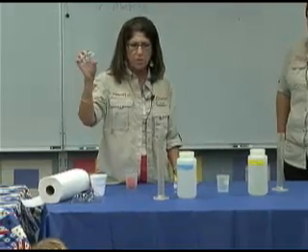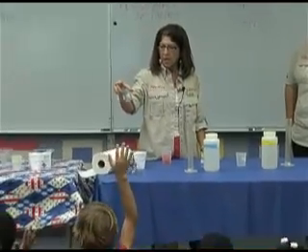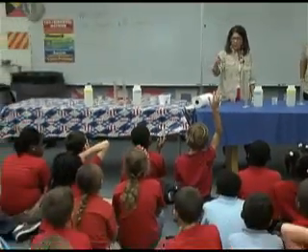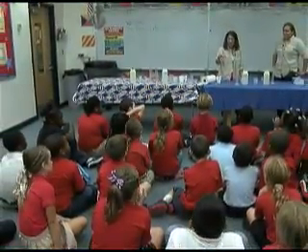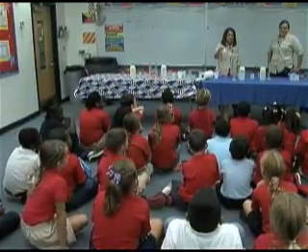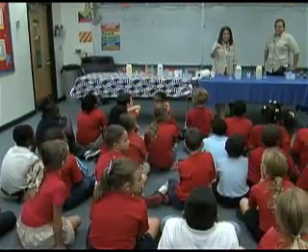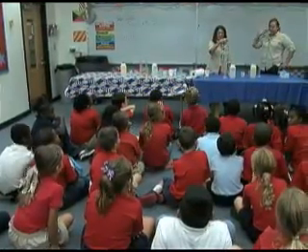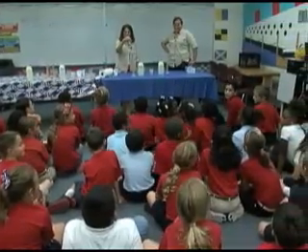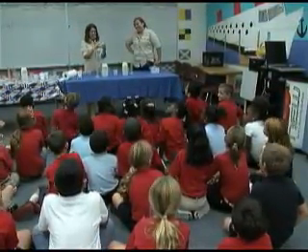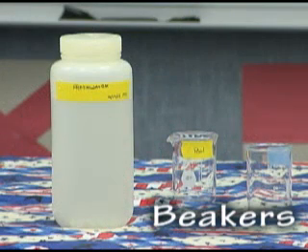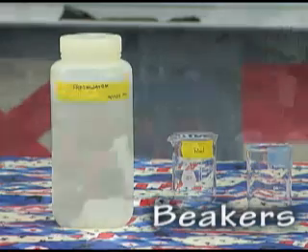Who knows what this is called? A measuring cup? Close. It's a scientific measuring cup. Who knows what this is called? A beaker? A beaker. There you go. It's called a beaker. This also has little markings on it in milliliters. So these are each 100 milliliter beakers.